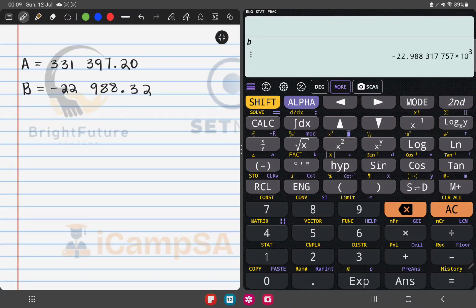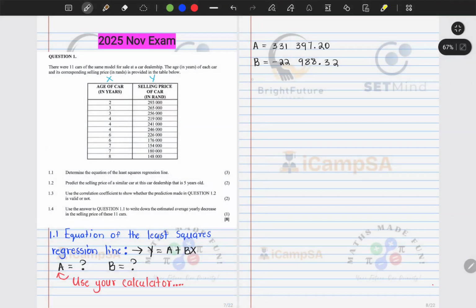This means we are now in a position to easily write our equation. So our equation will be y equals, remember we have A, so that's 331,397.20, and then minus, remember it's supposed to be bx, so the b is 22,988.32, times x. That is what our equation becomes, and we are happy. That is our equation of the least squares regression line. So let's go to 1.2.